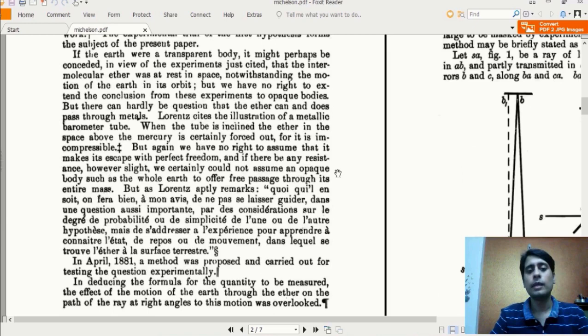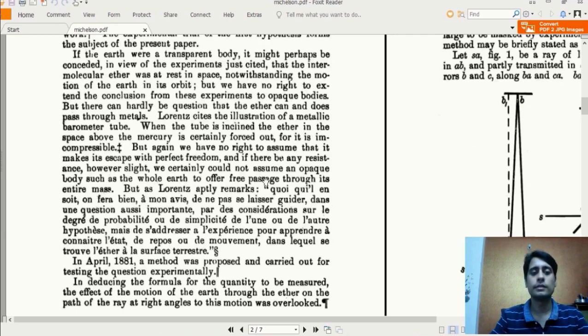So the main concept in this paragraph is that people were trying to think about whether ether, which most people of that time were sure exists, can pass through some solid medium or not. So many kinds of experiments were conducted to verify these things. We certainly could not assume an opaque body such as the whole earth to offer free passage. So the ether cannot freely pass through the entire mass of the earth.